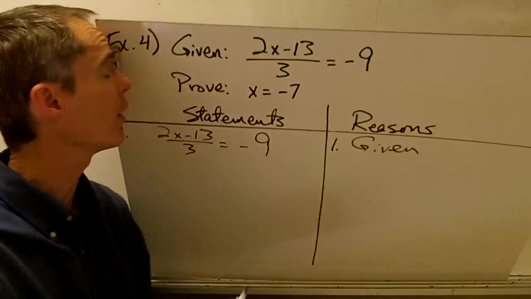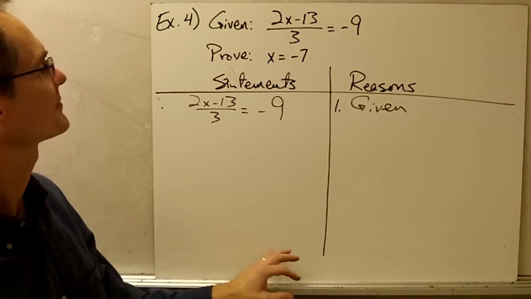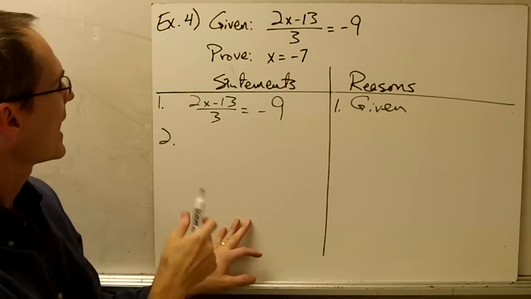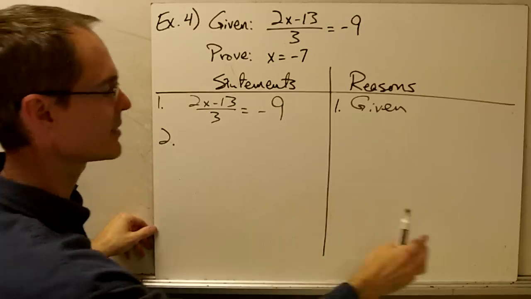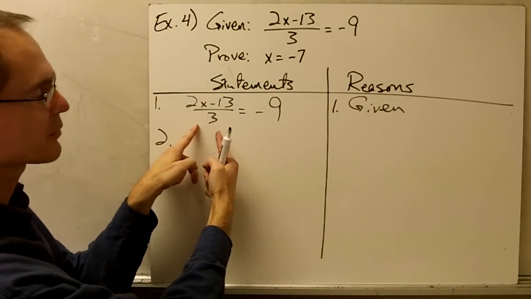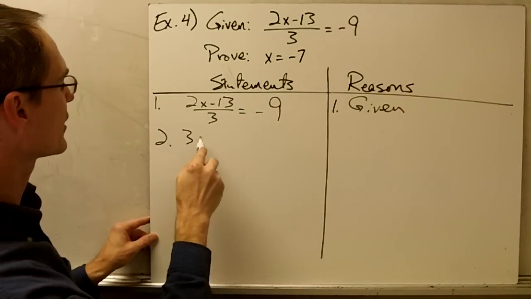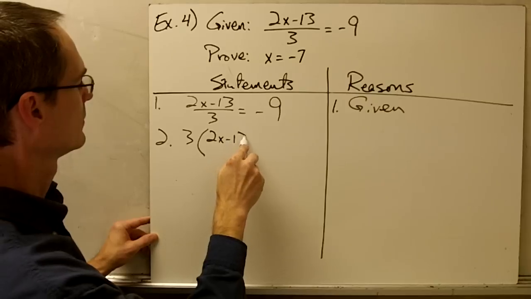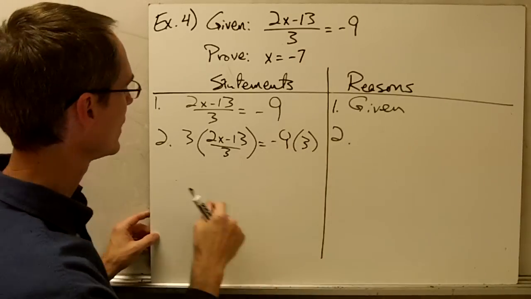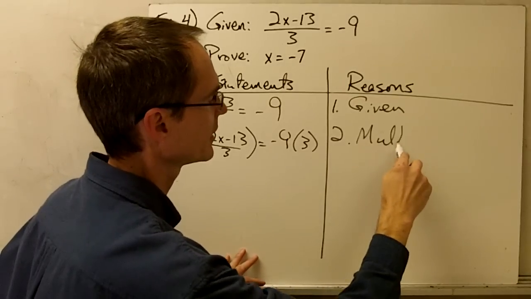Okay, so we start with our given information, which is 2x minus 13 over 3 equals negative 9. And now the first thing we want to do here, that is the second step in our proof, is we want to multiply both sides of our equation by 3, and that's going to get rid of the 3 in the denominator here. So if I multiply both sides of my equation by 3, well, anytime I multiply both sides of my equation by the same number, I'm using the multiplication property.